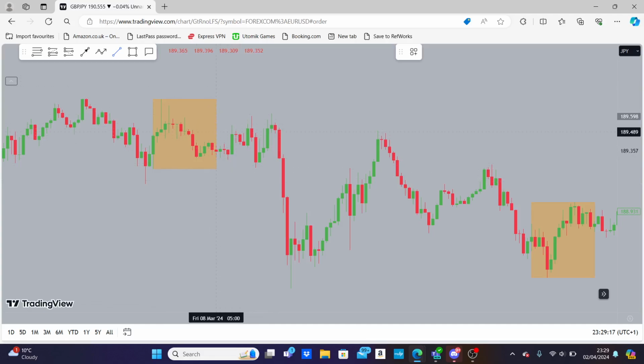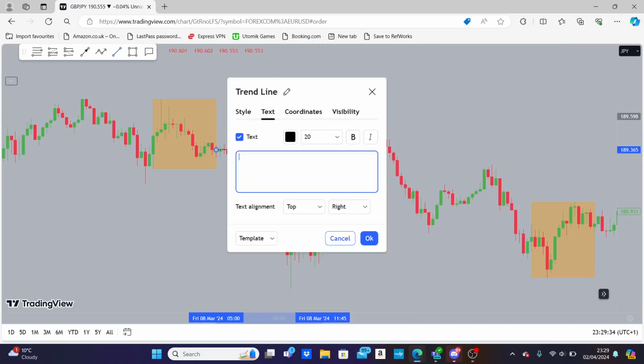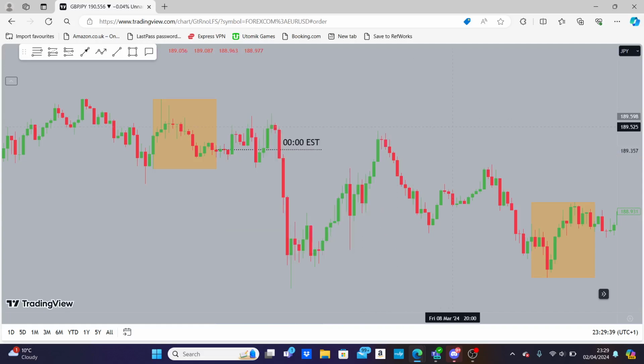So we have the price action over here. The last candle of the Asian range, that's 5 a.m. UK time, which corresponds to 5 hours back in time, which is the New York midnight opening price. What you want to do very simply is draw a line from that candle across to the right. And this here is the New York midnight opening price, or 0000 Eastern Standard Time.